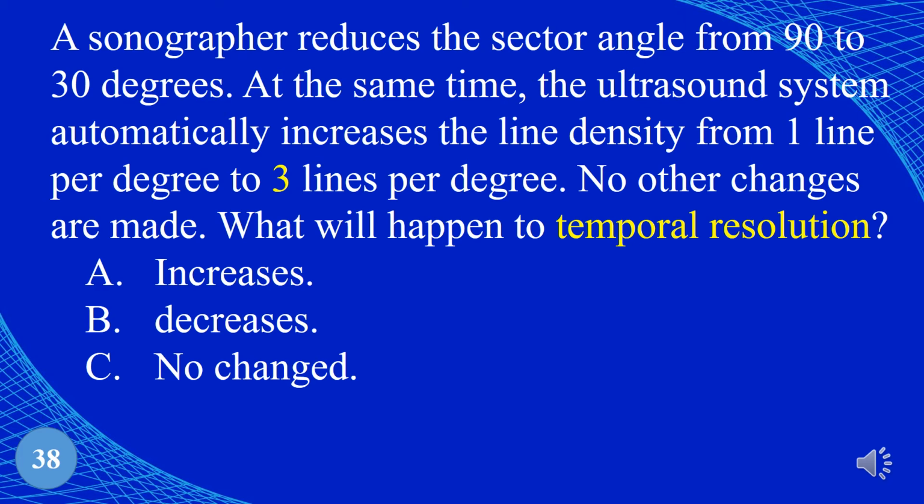A. Increases. B. Decreases. C. No change. The answer is C. No change. At first, each frame comprises 90 sound pulses, 1 pulse per degree, 90 degrees. In the second scenario, 90 sound pulses are also needed to make each frame, 3 pulses per degree, 30 degrees. Since the number of pulses per frame is unchanged, the T-frame is unchanged, and thus, temporal resolution is unchanged.